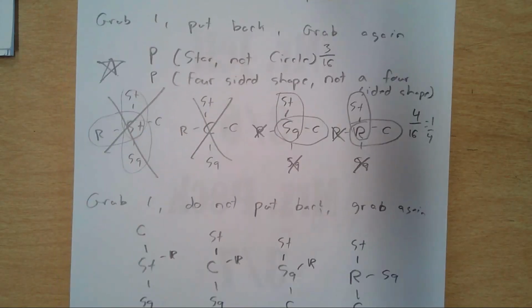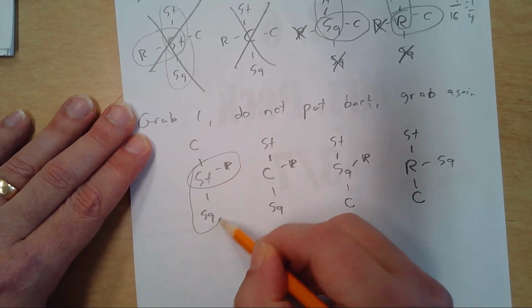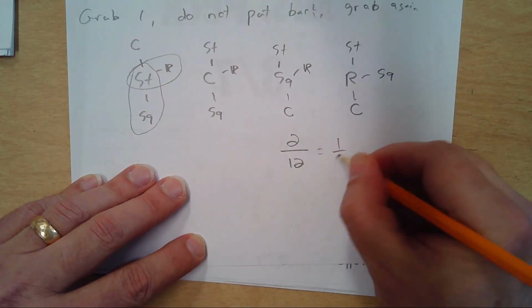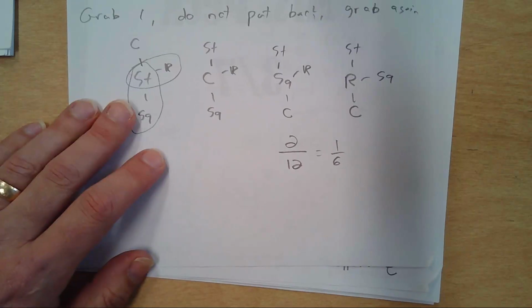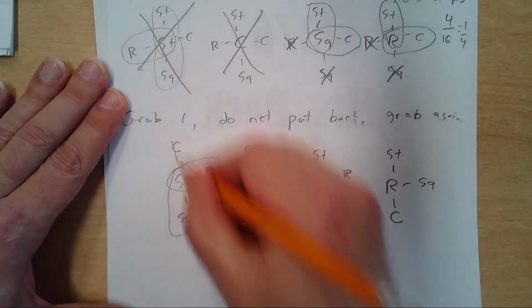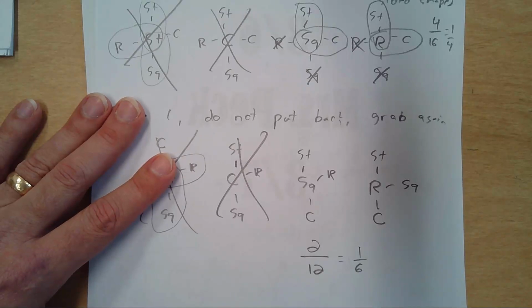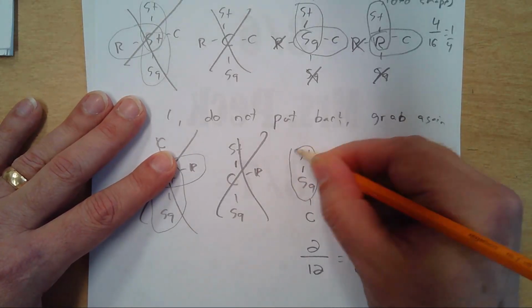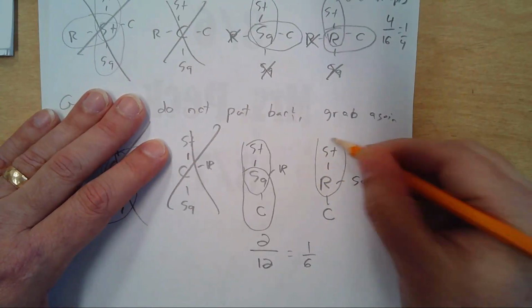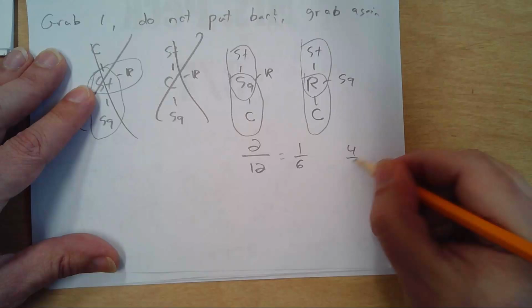So same two questions. Probability of getting a star but not circle. There's one winner. There's one winner. 2 of 12. 1/6. To get a star, not circle. And then the other one, the four-sided shape first. So that's gone. That's gone. Followed by not a four-sided shape. So square star is okay. Square circle is okay. Rectangle star is okay. Rectangle circle is okay. That would be 4 of 12.